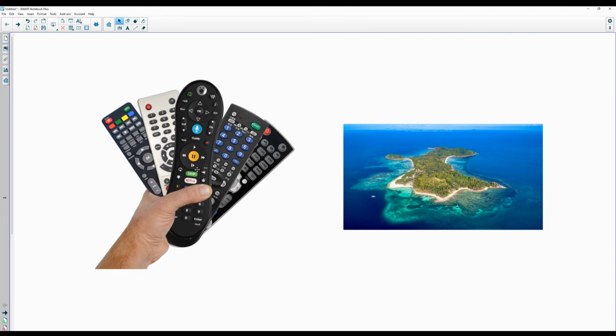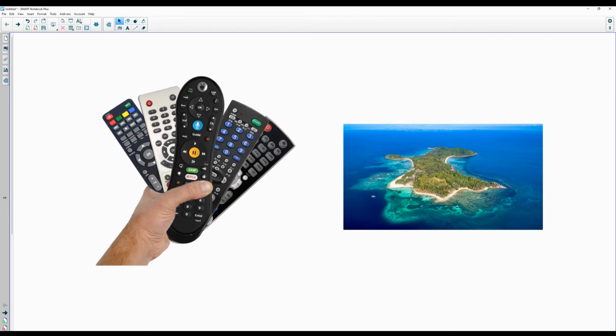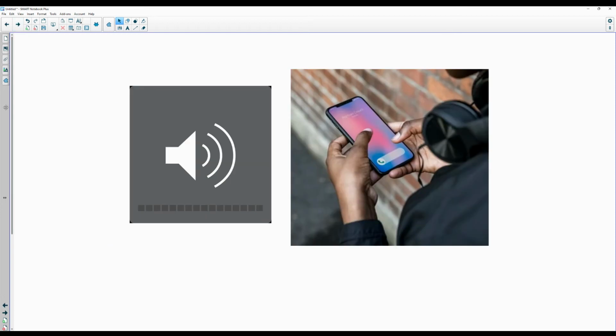Remote. Could be either like a remote control or a real distant place, like an island. Remote. Number two is volume. Like you turn up the volume on your phone. Volume.